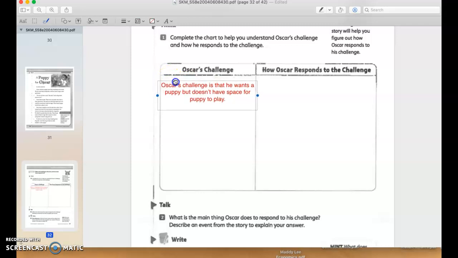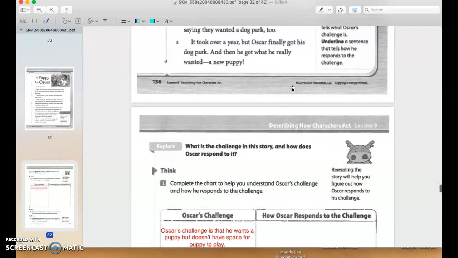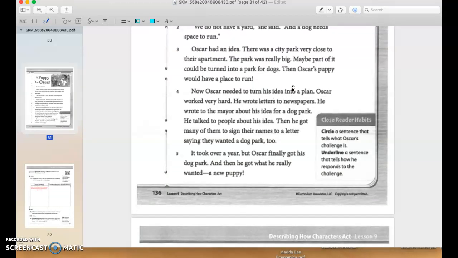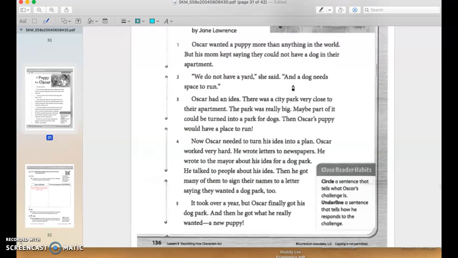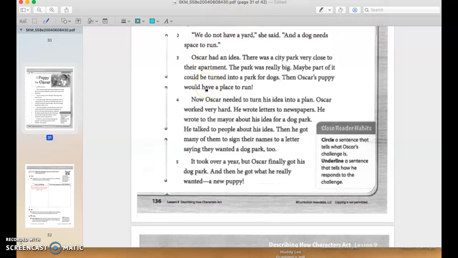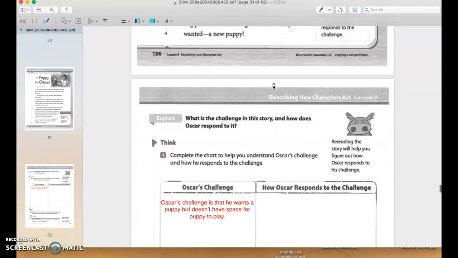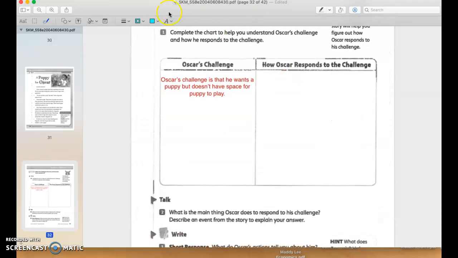That is the problem. How does he respond to the challenge? Let's see how he acts, because he could either give up or he could find a solution to the problem. There's always a solution to a problem, but we're going to see how this character responds. So Oscar comes up with a plan to turn a city park into a park for dogs. That is how he responds. Oscar comes up with a plan to turn the city park into a park for dogs.